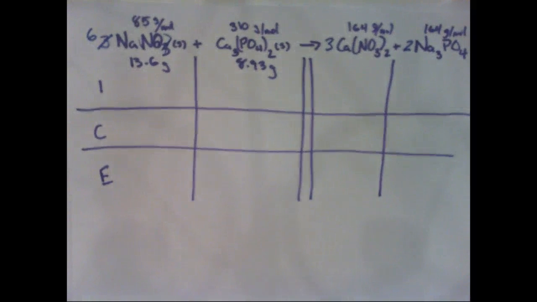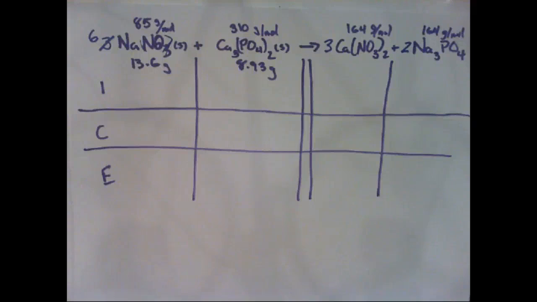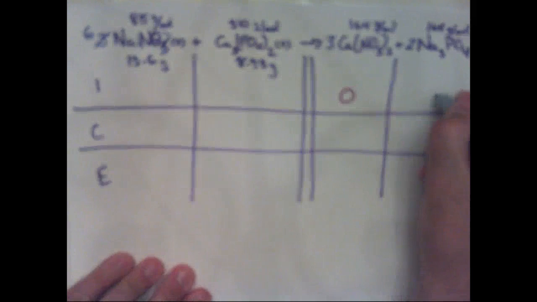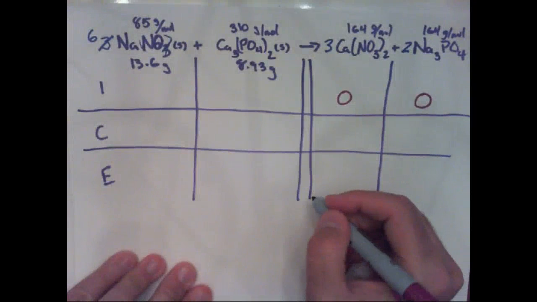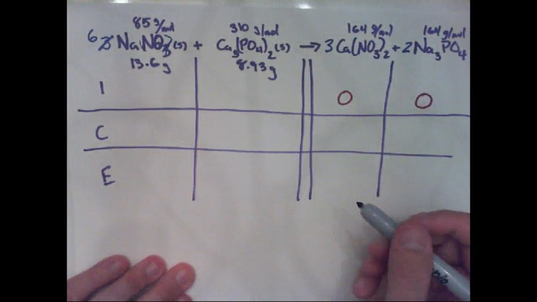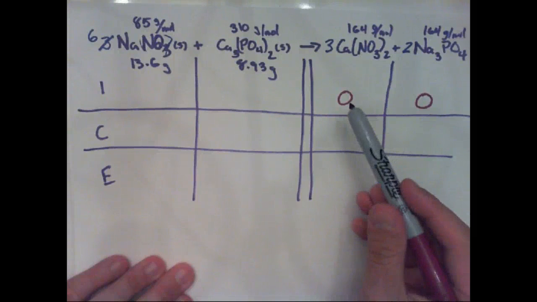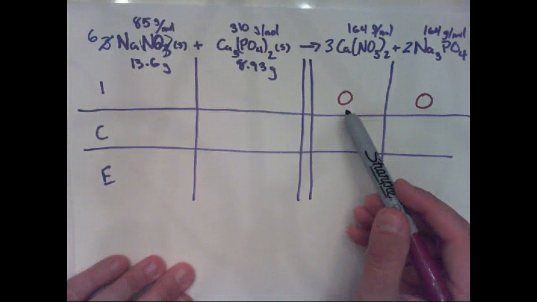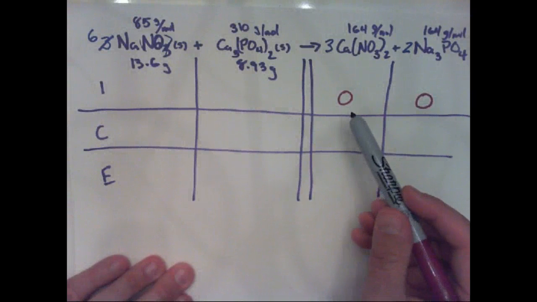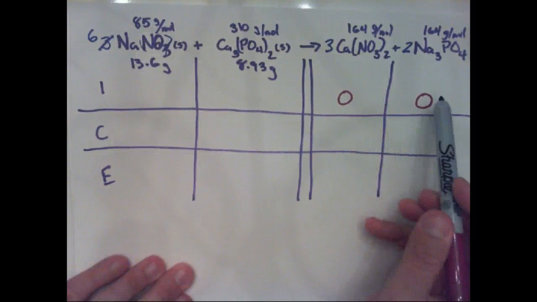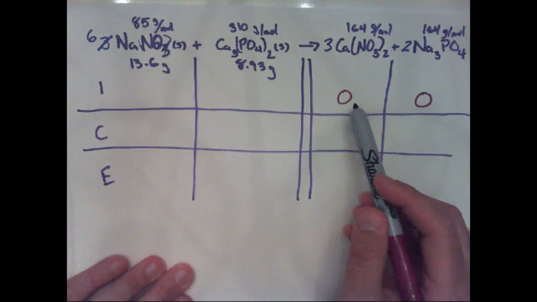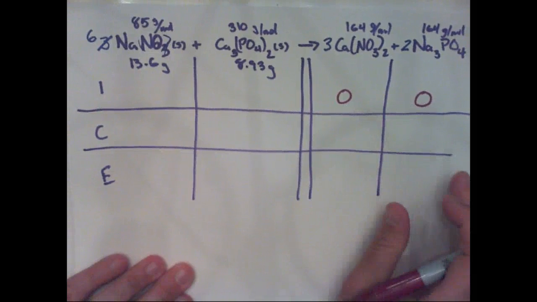Now, some of the things that we can do before we start doing any math: we can always put zeros here. Well, maybe not always, but most of the time we can put zeros here, because when we have products, we usually never start with products. Initially, we don't have any products, because why would we do the chemical reaction if we already had some of the things that we were trying to make? So we typically start with 0 products.